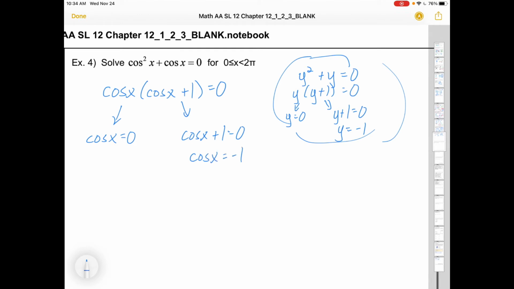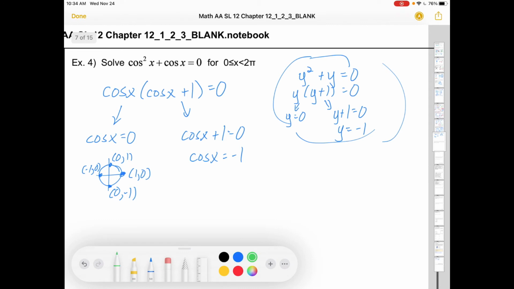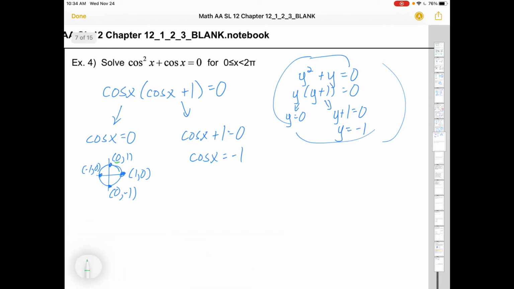Now both of these are values that are going to be on the axes, so I'm just going to think about my unit circle. Maybe I'll just draw it once. There's 1, 0, 0, 1, -1, 0, and 0, -1. So where do I have cosines of 0? Cosines are x values. I have them here and here. So this one right here would be pi over 2, or 90 degrees.